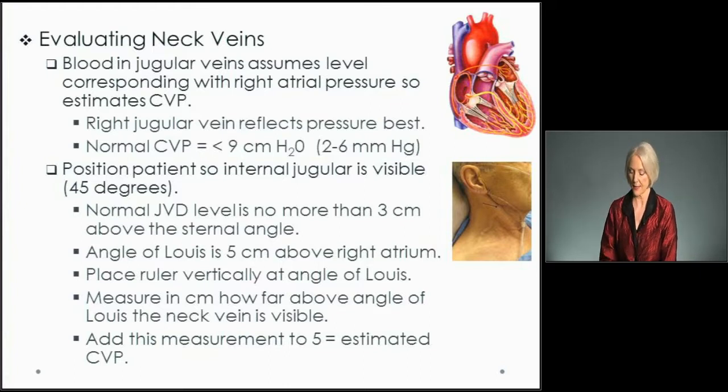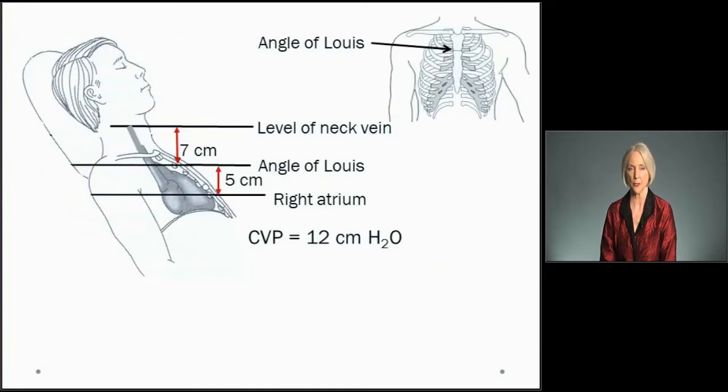Everything else that's on this slide is just words to describe what I'm going to show you on this one. So up at the top right of this screen, you see the angle of Louis pointed out. The angle of Louis is where the second rib joins the sternum, and that's a landmark that you need to get used to evaluating in your patient. It makes a little bit of a bump on the sternum, and that is a landmark that we're going to use when we're evaluating neck veins. We know that the angle of Louis, if you look at the picture on the left, is 5 centimeters above the mid-right atrial level.